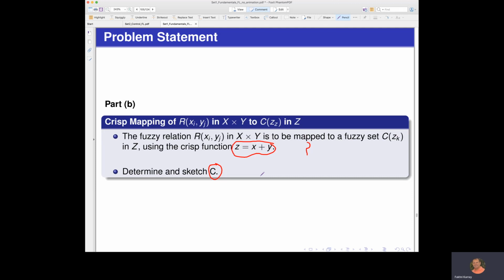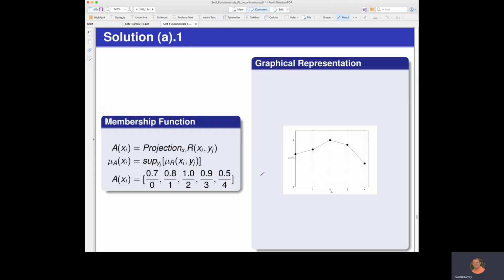I'm going to go quite briefly over these, and you have enough time to look at them at your comfort. Okay, so let's look at A(xi). As I mentioned to you, A(xi) is the projection onto xi of R(xi, yj). This is the supremum over all the values of yj of mu R(xi, yj), which is the table that we have seen earlier, and that gives rise to this particular relation.